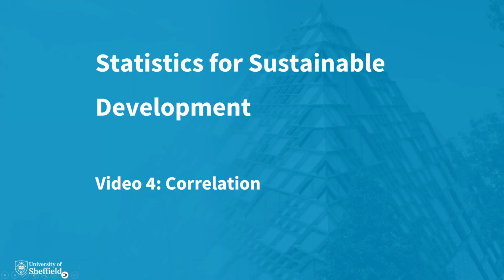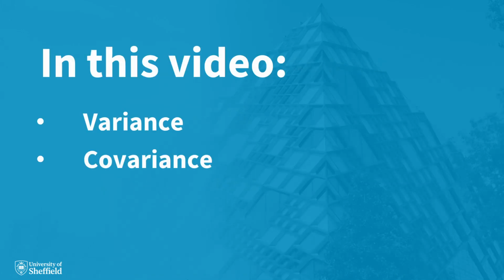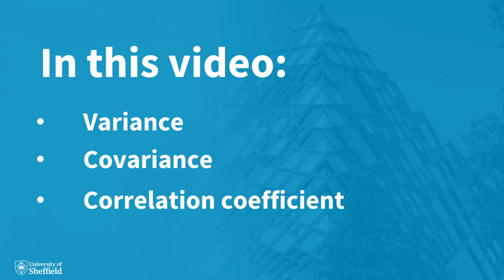Hello, this is the fourth video in my series Statistics for Sustainable Development. Today we are looking at the topic of correlation, a measure of the relationship between two variables. In this video we will find out how to calculate the variance, the covariance and the correlation coefficient.